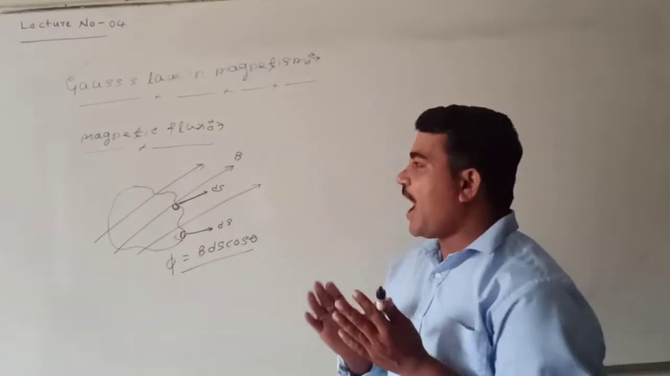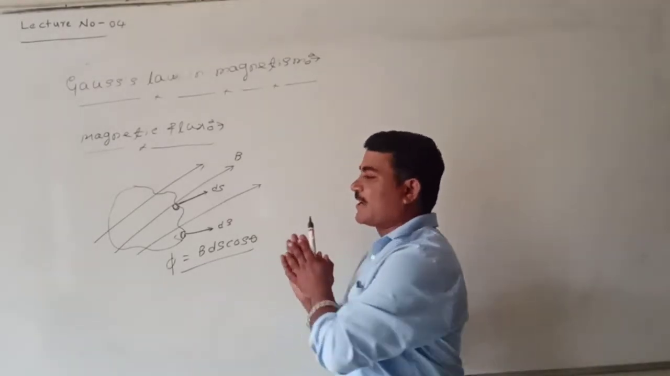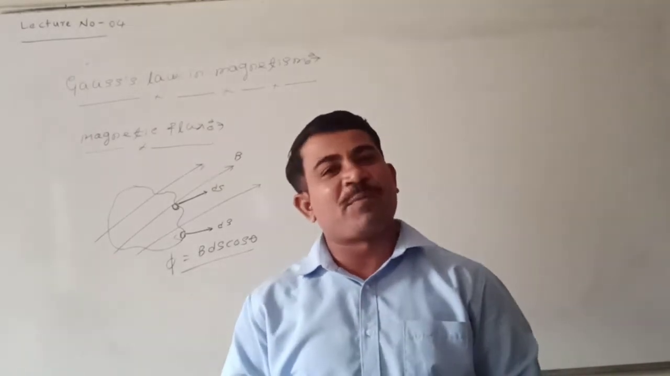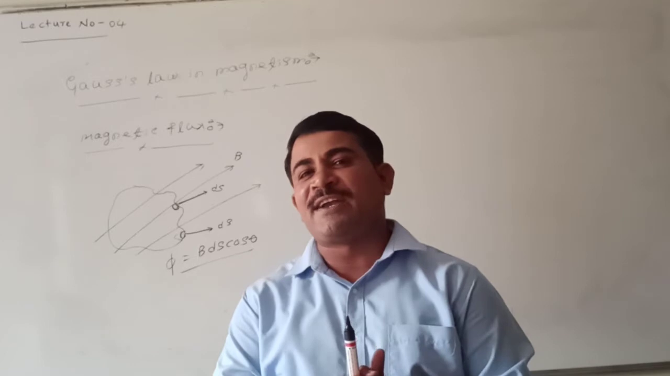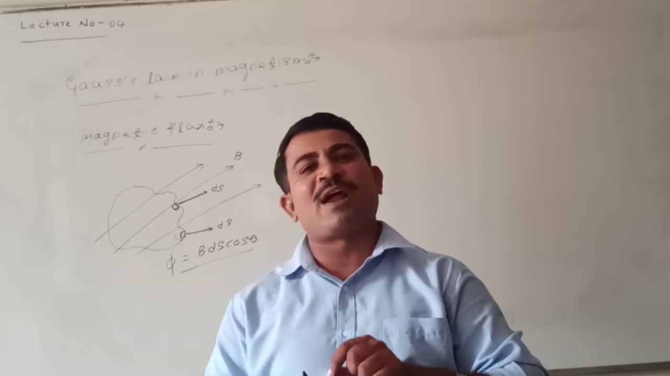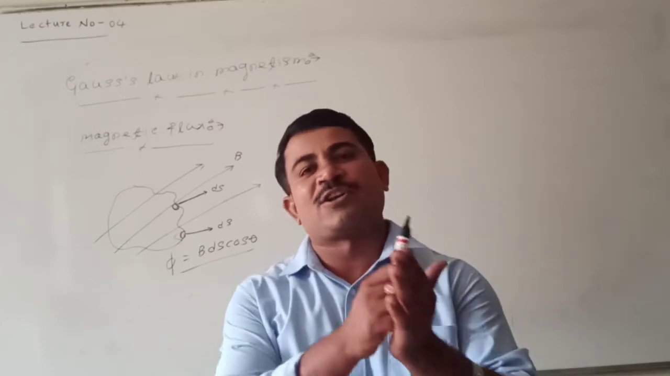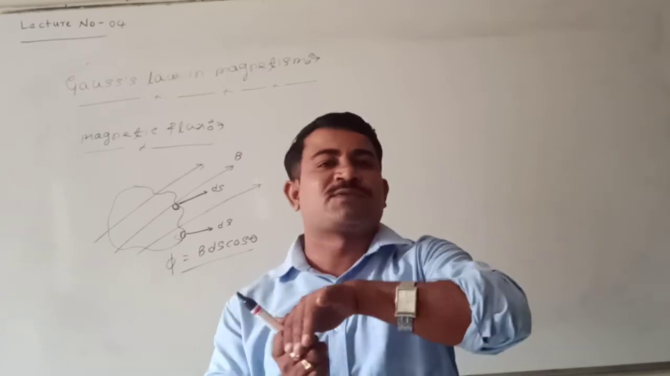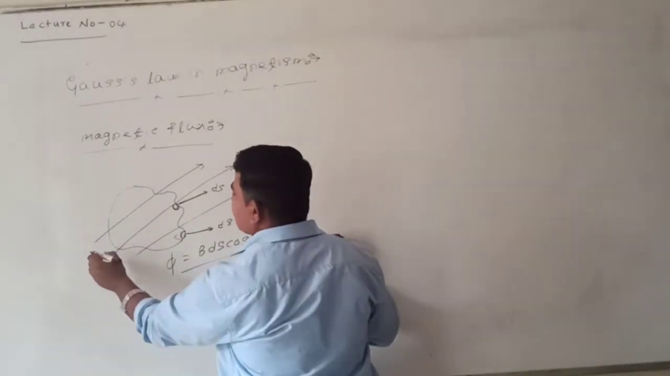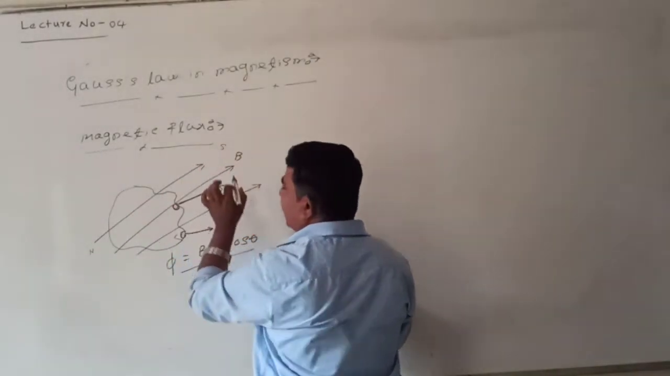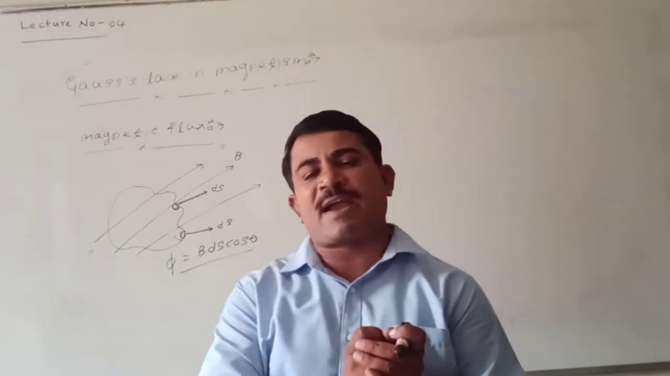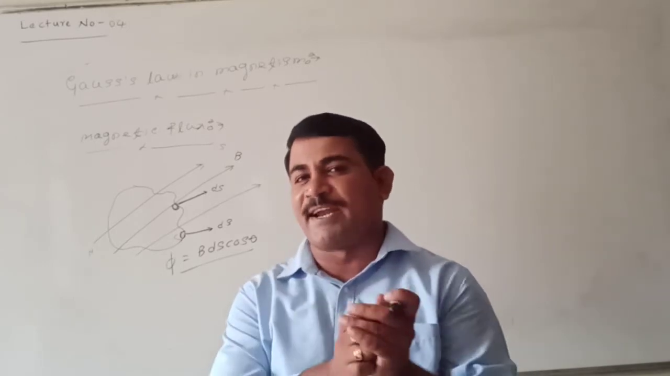Students, to understand the concept of Gauss law in magnetism, we should know some properties of the magnetic field lines. What is the property of magnetic field lines? Magnetic field lines travel from north pole to south pole outside the magnet, and from south pole to north pole inside the magnet. See here, these magnetic field lines travel from north pole to south pole like this. And I will take a bar magnet. For that bar magnet, we already know how to draw the magnetic field lines.